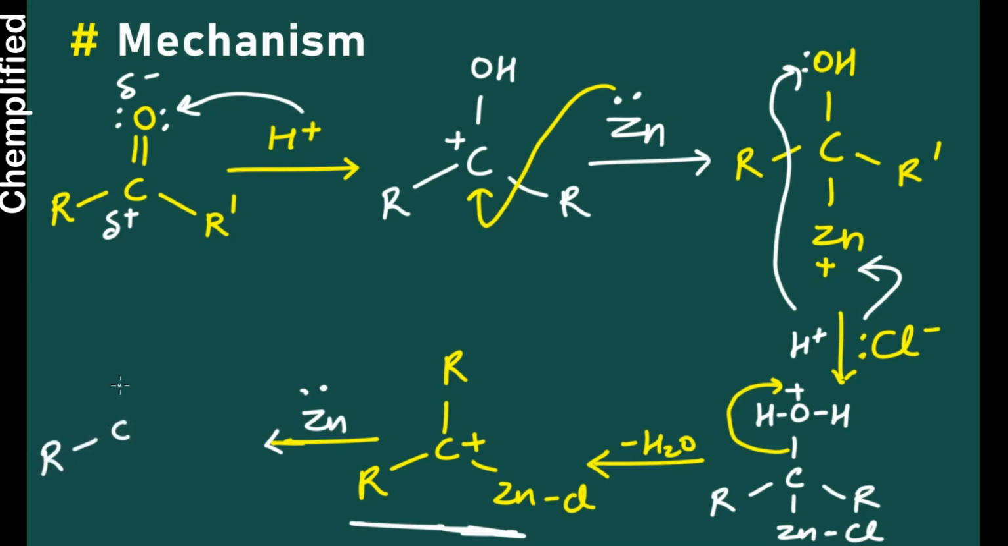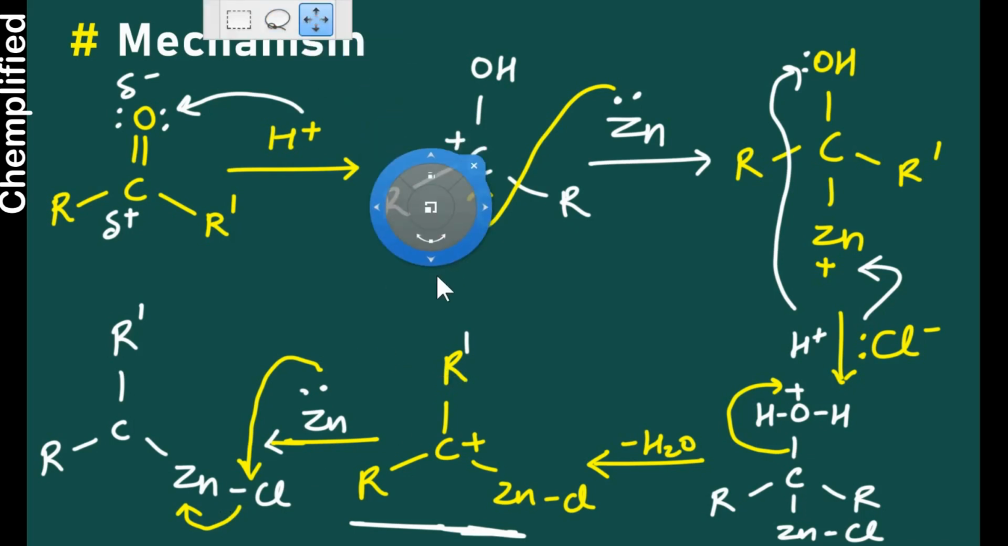You will get R, C, R dash, R dash, ZnCl, right? This zinc will now attack. Remember, the electrons of this zinc will attack the chlorine, and these ZnCl bond electrons will move towards zinc, right? Let me move it a little bit.